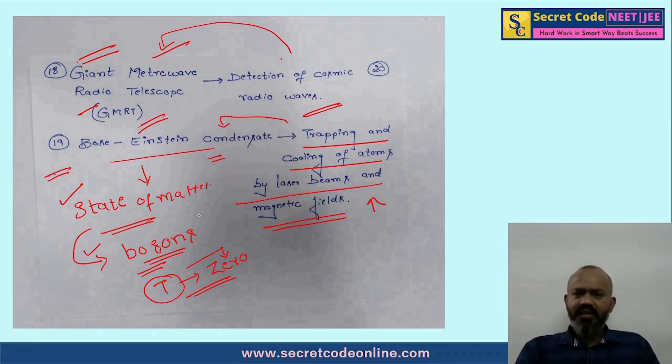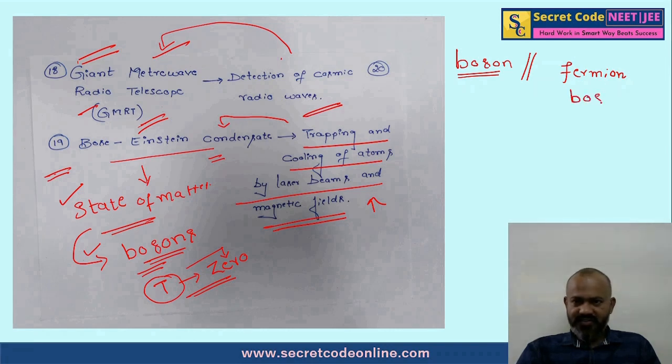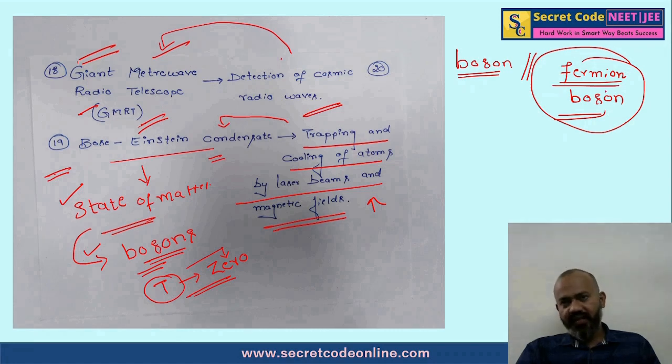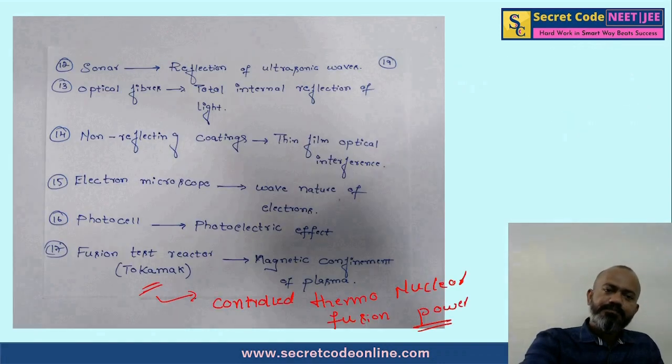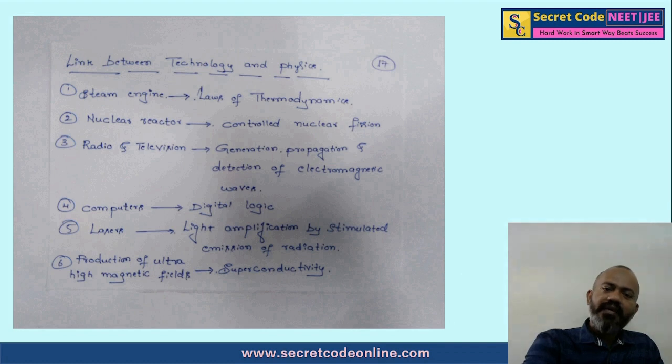You may ask, sir, what are these bosons? You have written boson. What is this boson? In the subatomic world, there are two broad categories of particles. One is fermion, and another is boson. In the subatomic world, these two particles are very important: fermions and bosons. That's it, guys. This completes the link between technology and physics.